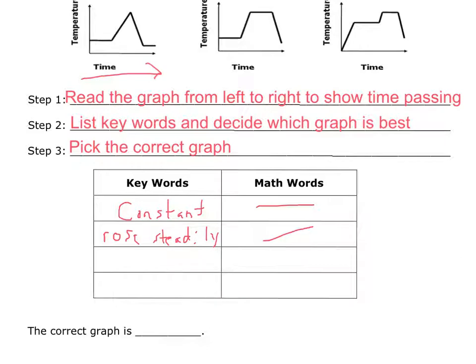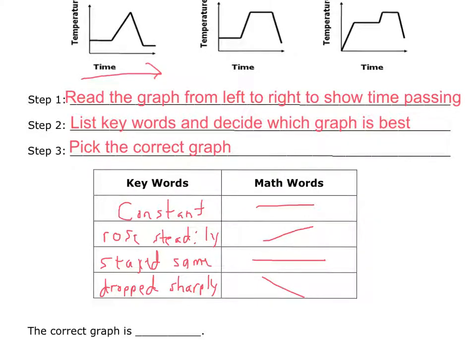Your third one is stayed the same. I know my handwriting's terrible. And when you stay the same, of course, you have a horizontal line in math words. And then finally, it dropped sharply, and that would be a downward slanting line. So here are the 4 keywords and math words that go with this scenario that we read.